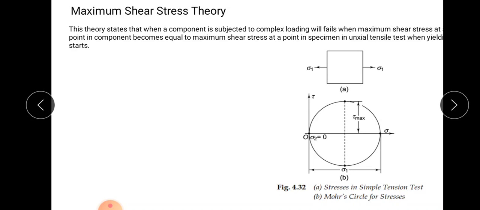Now, for example, let us consider a simple tension test where the specimen is subjected to uniaxial stress. Since the specimen is subjected to uniaxial tensile stress, that is only in one direction.